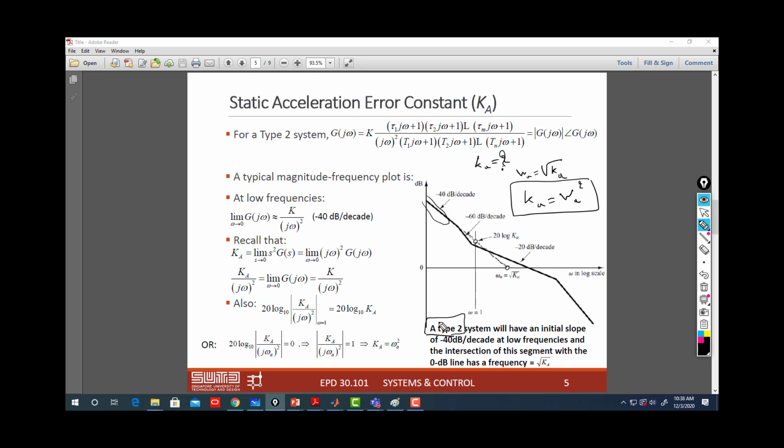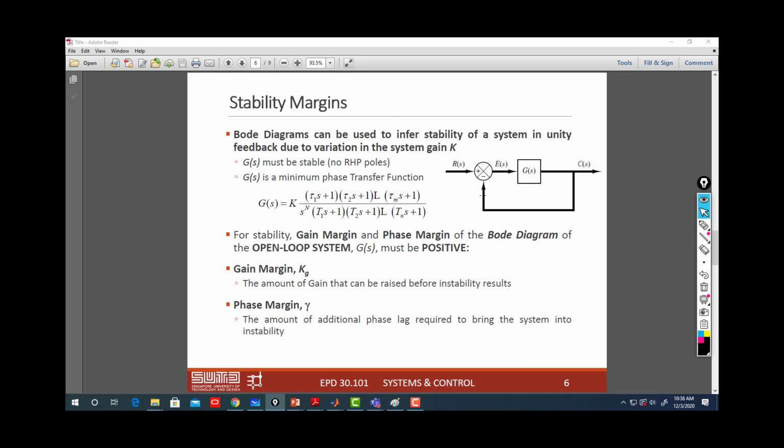So I can know the Ka and the system type. Knowing the system type is important when designing controllers. Don't forget it. Knowing the system type is important in designing a controller, because it depends on the system that you are applying. You can predict the steady state error from the table that we know. Okay, this is one interpretation for the Bode diagram. This chapter is about interpretation of the Bode diagram.